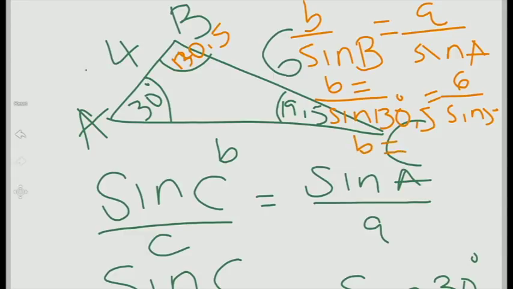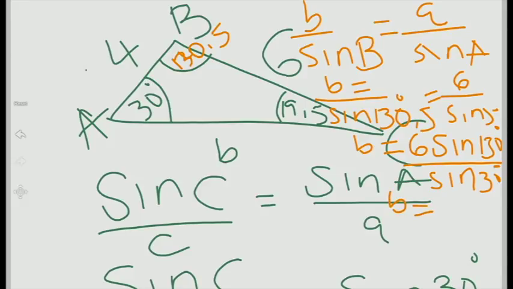So side B is equal to 6 times sine 130.5 over sine 30. So we have 6 times sine 130.5 degrees over the sine of A, which is the sine of 30 degrees. This will give you side B. So 6 times the sine of 130.5 divided by the sine of 30, which is 0.5, you get 9.12. 9.12 centimeters would be side B.